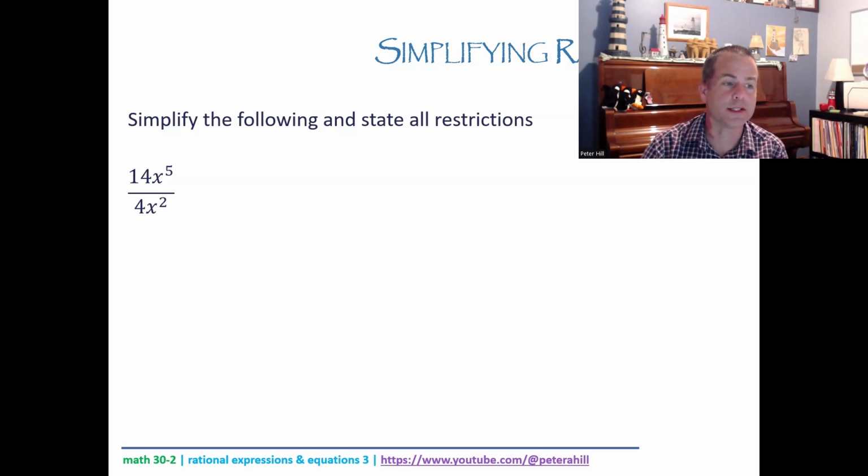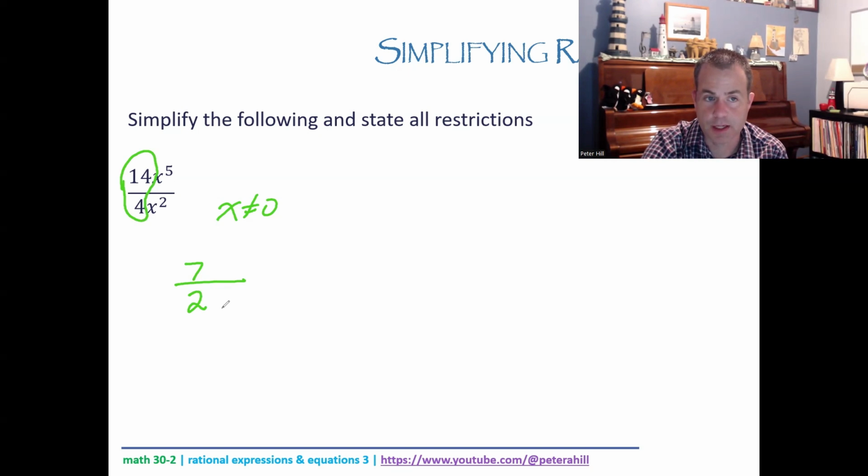So when I take a look at this, I'm going to say, oh, okay, friends, x is not allowed to be zero because if x was zero here, this whole thing would be no good. Now, I want to take a look at 14 over 4, and I want to say, hey, can I reduce that? The answer is yes. Both of those are divisible by 2. So that will reduce to 14 divided by 2 is 7, and 4 divided by 2 is 2.